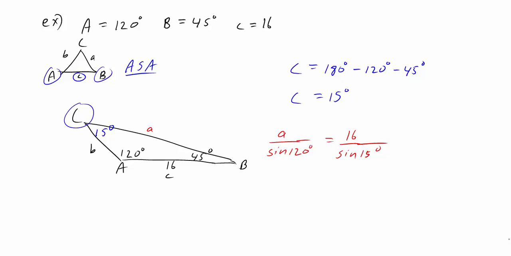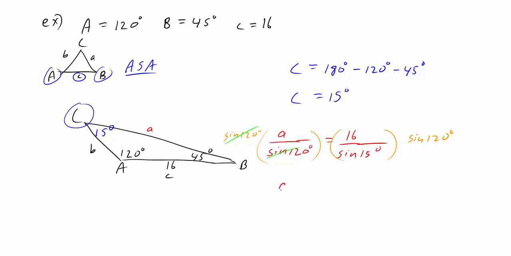Notice here again, we have 4 parts to this problem. As long as we have 3 of them, we can solve for the missing piece. So in this case, we can simply solve for side A. To do that, we need to get A by itself. That means we need to get the sine of 120 off of the bottom. Because we're dividing, we want to cancel that out, so we can simply multiply by the sine of 120 degrees on both sides. If we do that, that's going to cancel on the left.